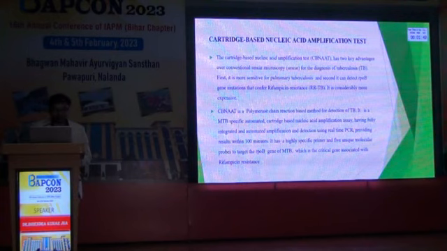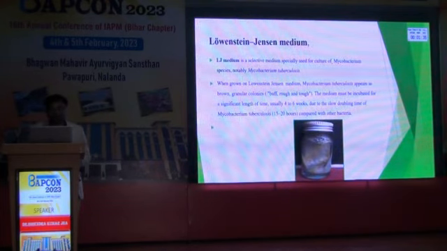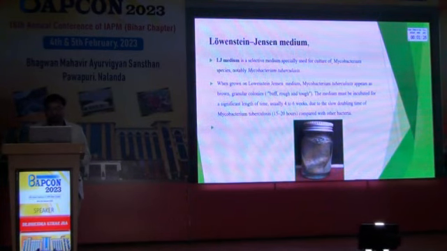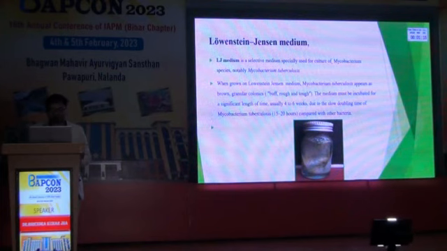It has highly specific primers and 5 unique molecular probes to target the rpoB gene of Mycobacterium tuberculosis, which is the critical gene associated with rifampicin resistance. LJ media is a selective media specially used for culture of Mycobacterium tuberculosis. Growth of Mycobacterium tuberculosis appears as brown granular colonies, buff, rough and tough. The media must be incubated for a significant length of time, usually 4 to 6 weeks, due to the slow doubling time of tuberculosis, 15 to 20 hours compared with other bacteria.